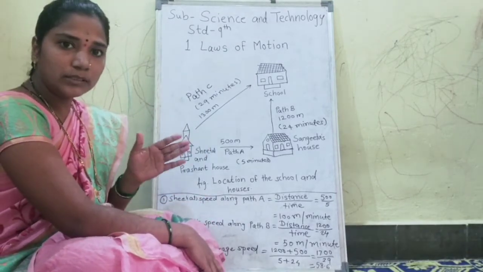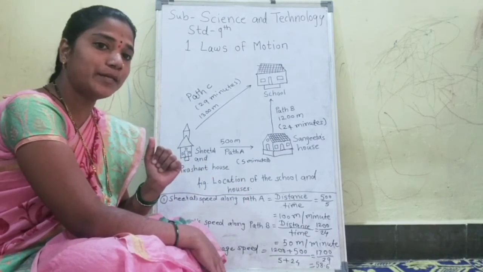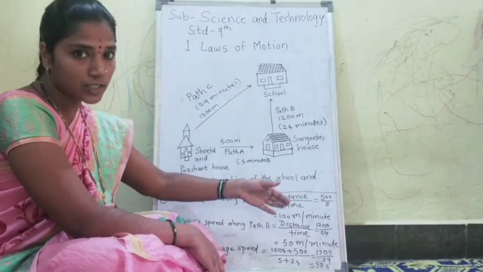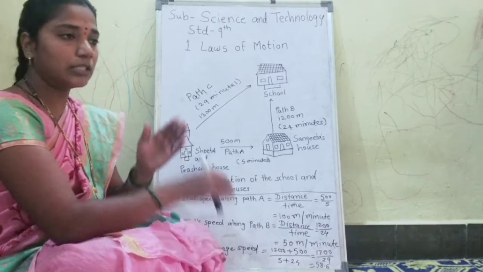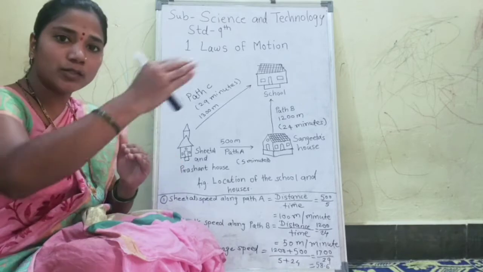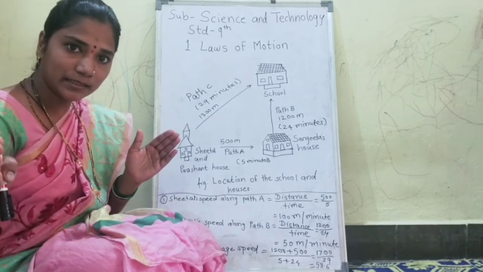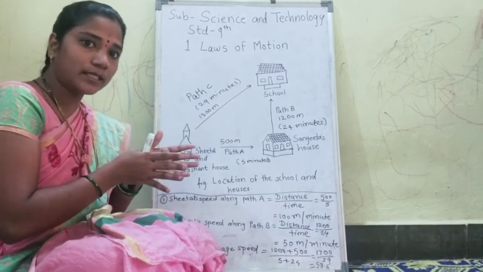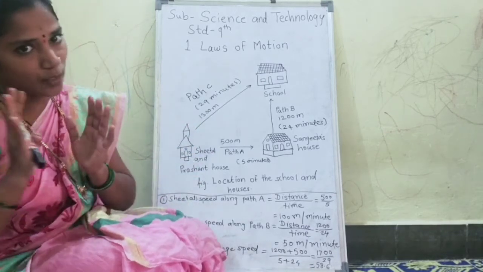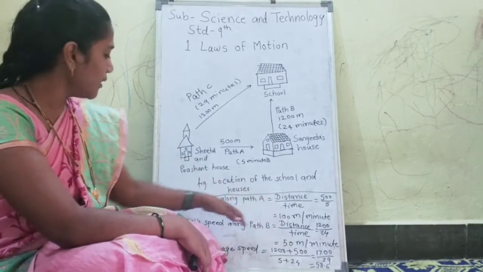We know the definition of speed. What is the definition of speed? Speed is the ratio of distance to time. It is the distance traveled in a straight line by an object from one point to another point. Okay, so I put this formula here.